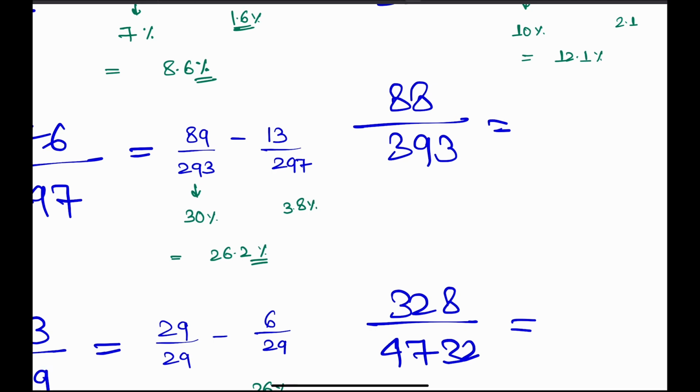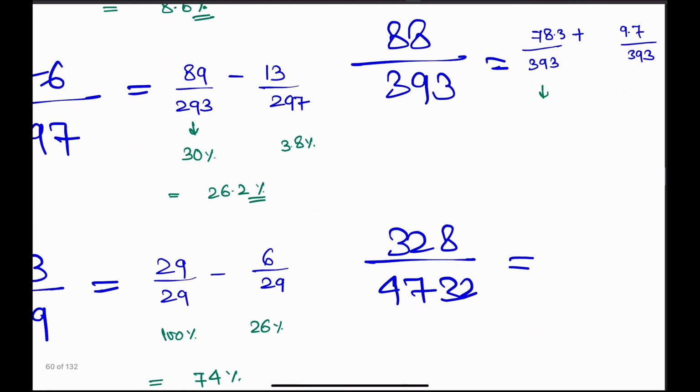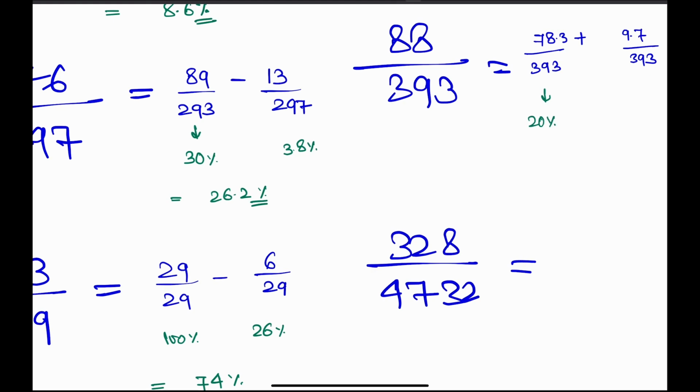Come to this one, 39 into 2, 78. So it will be 78 plus 10 upon, if I just take over 3, then it will be 9.7. Okay, 393 upon 393. So this will be 20%. 1% is what? 3.9. 2% is 7.8.